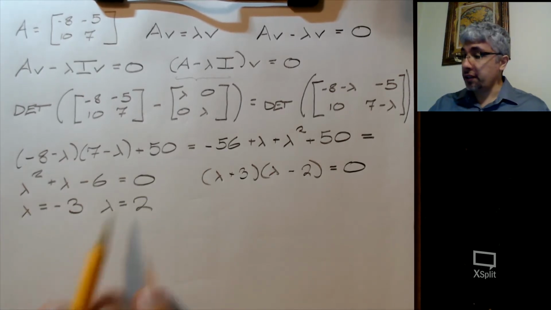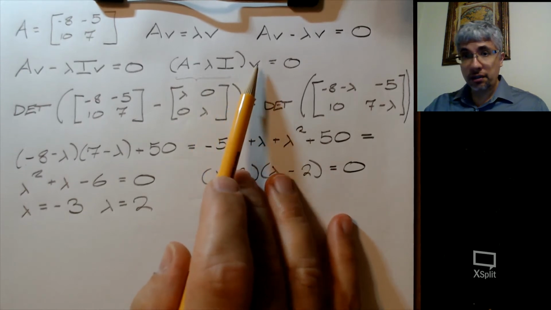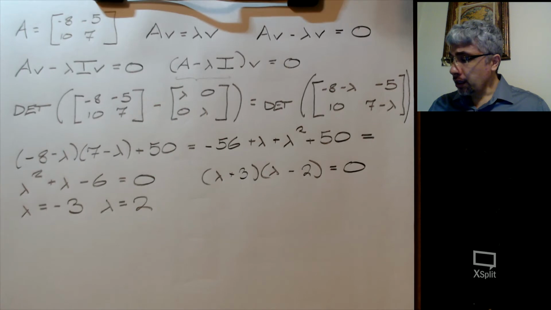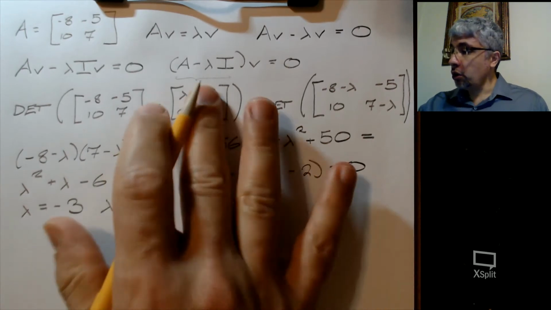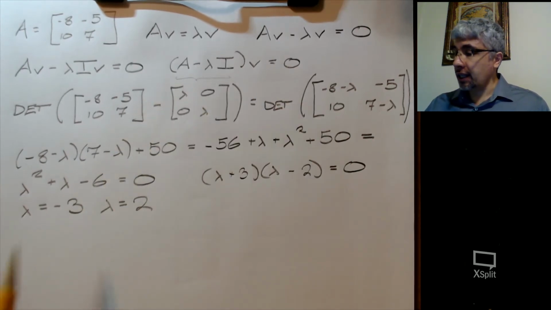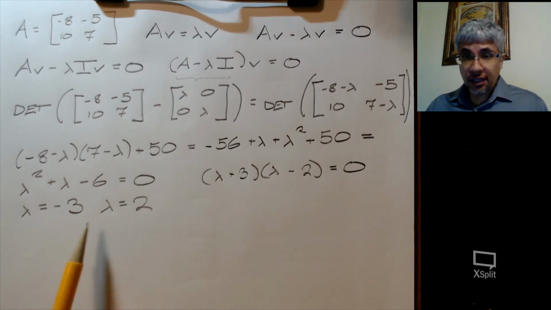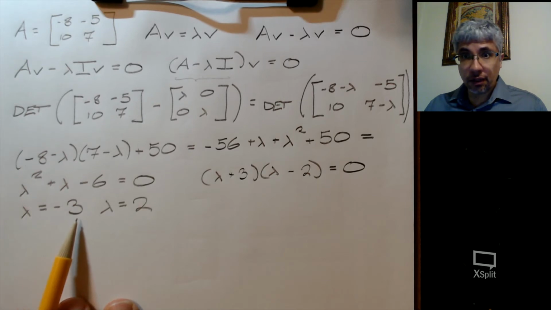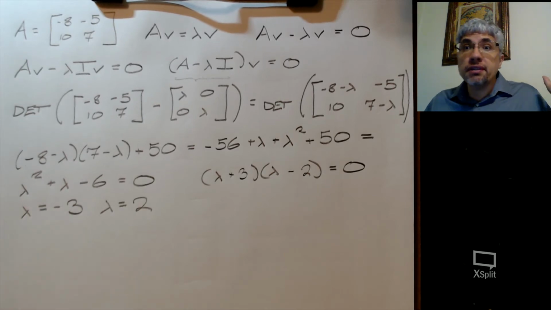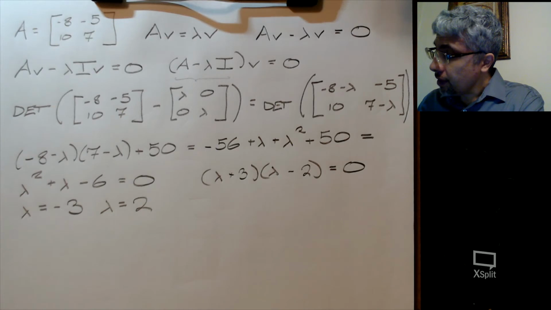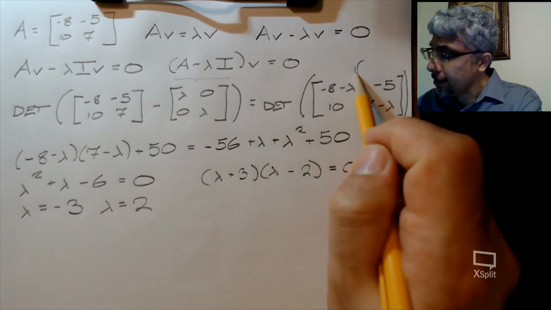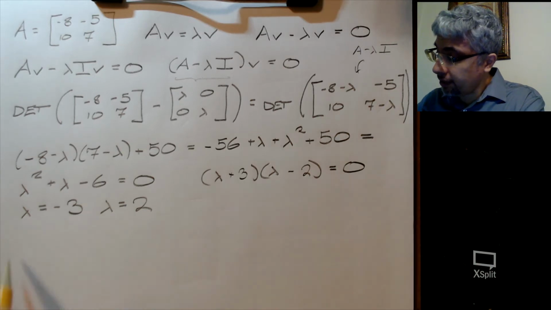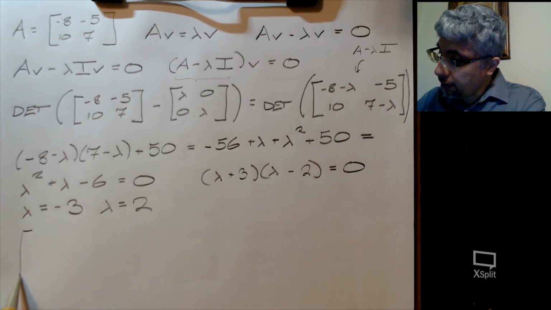And these are the two values for which I'll be able to find vectors in the null space of this A minus lambda I. So let's try to do that. Let's compute what A minus lambda I is for these two values and find the null space of that matrix. Let's just do it. Let's plug in minus 3 and plug in 2. So this here is my A minus lambda I. So what I want is the null space of this.